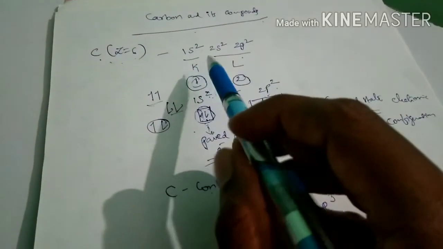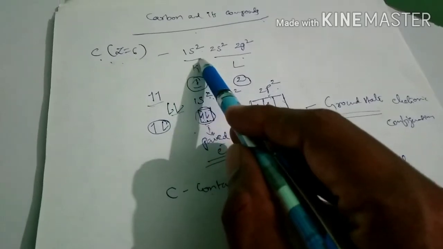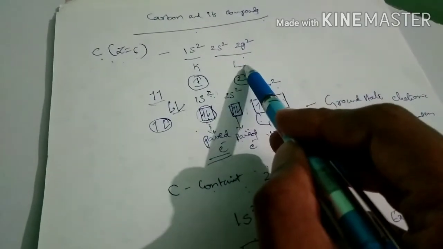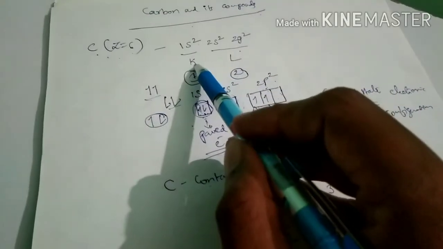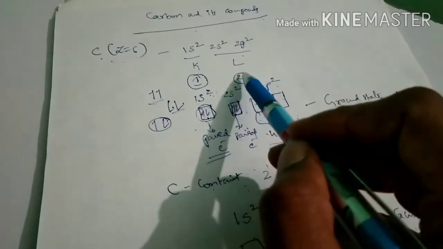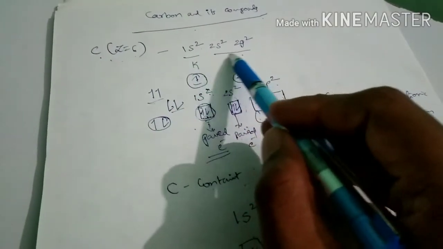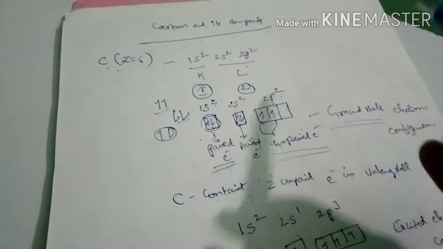In this case, this is the first shell, that means K shell. This is the second shell, that means L shell. K shell is also called the first shell, L shell is also called the second shell. So the first shell contains 2 electrons and the second shell contains 4 electrons.